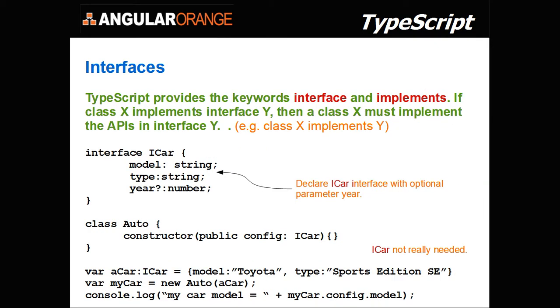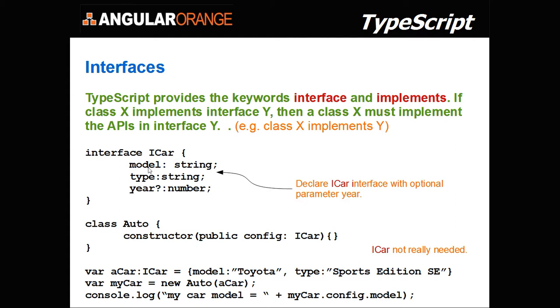Okay, interfaces. TypeScript provides the keywords interface and implements. If class X implements interface Y, then class X must implement the APIs in interface Y. So here's an interface called the iCar interface. I've got a model, type, and a year. A year is optional. I declared the iCar interface with an optional parameter year. So now class Auto, which has a constructor, uses the constructor and defines a public config inside the Auto class, which is of type iCar.